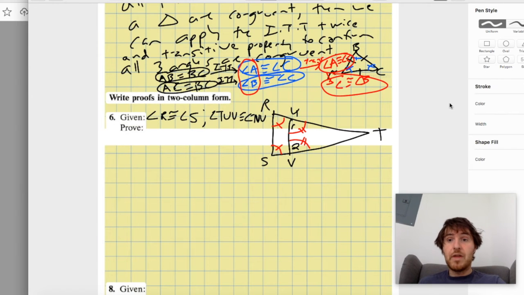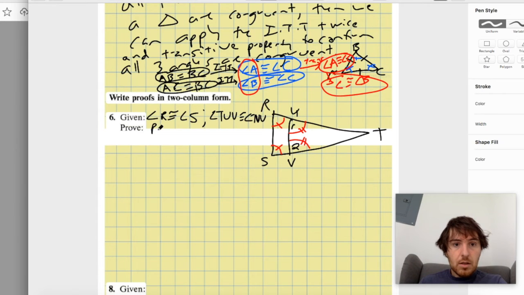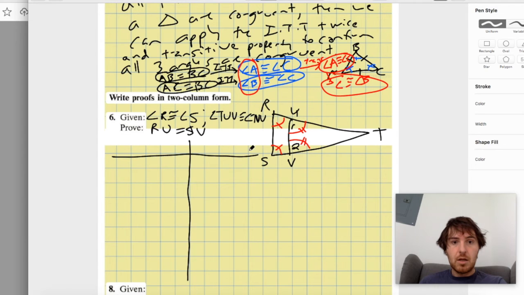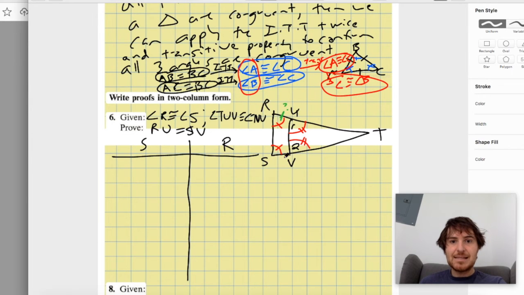Okay, so we want to prove that RU has to be equal to SV. So this is a little pesky one here, where I think I might need to use the segment addition postulate. Let's check it out here. All right, structure it out. Right, now we've got it written out here. Statements, reasons, okay? My goal is I want to determine, is this congruent to this, right? SV and RU, are they congruent?